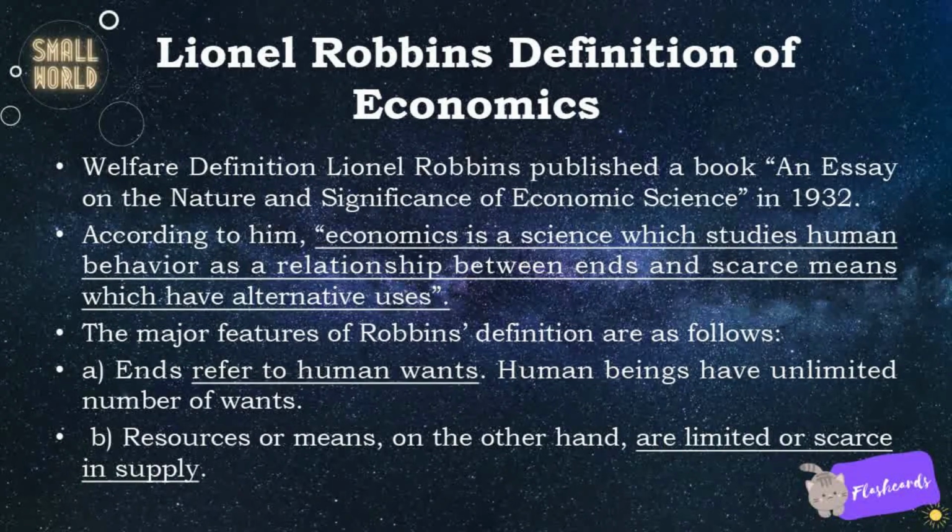The major features of Robbins' definition are as follows. A. Ends refer to human wants. Human beings have unlimited number of wants. B. Resources or means, on the other hand, are limited or scarce in supply.